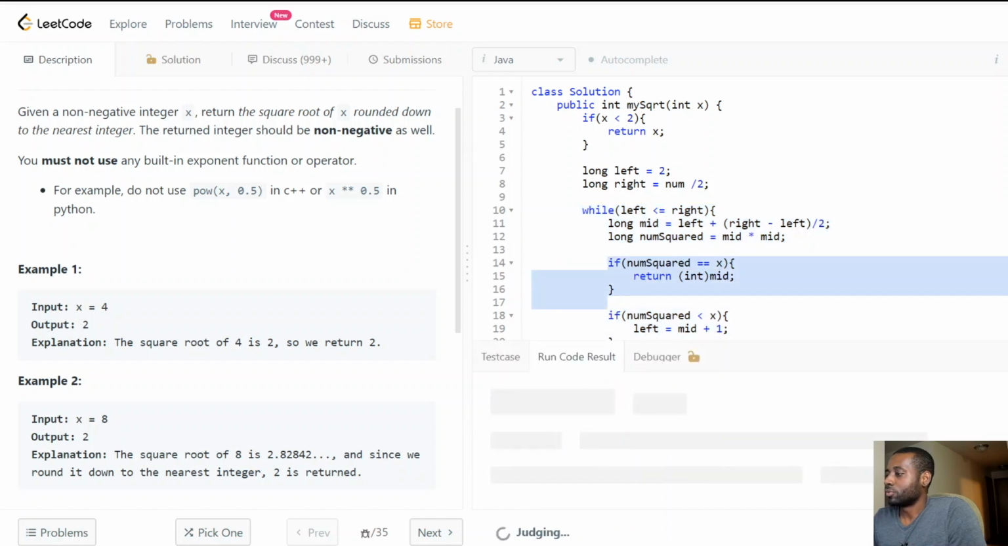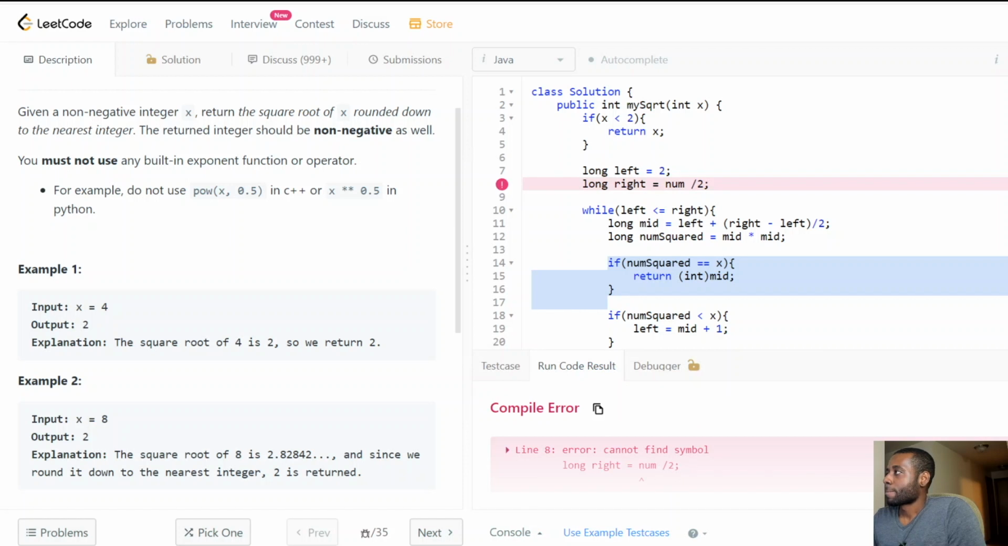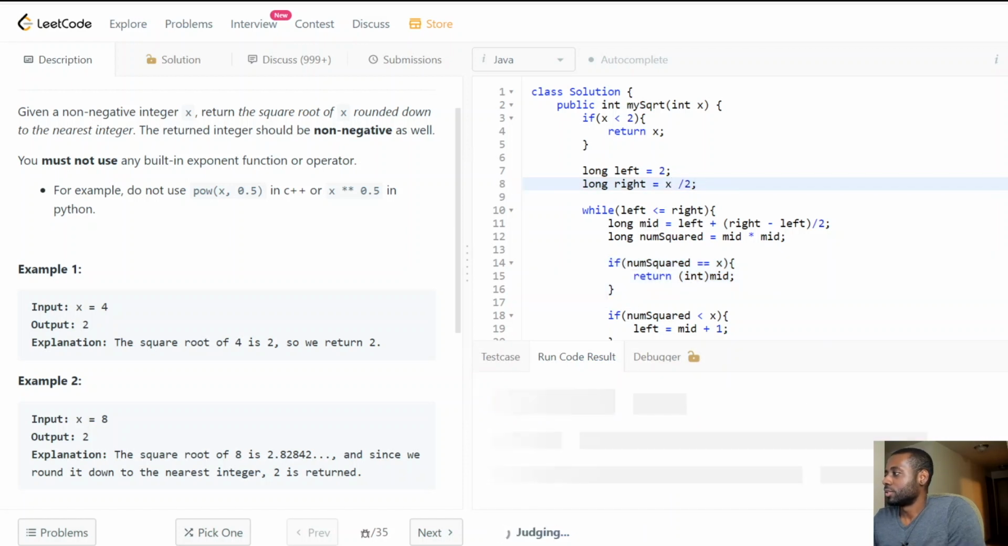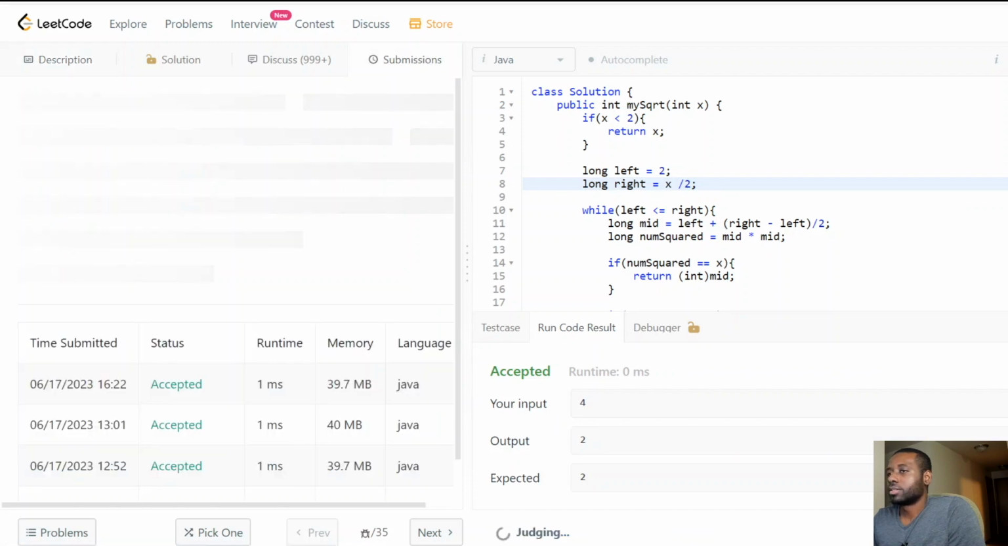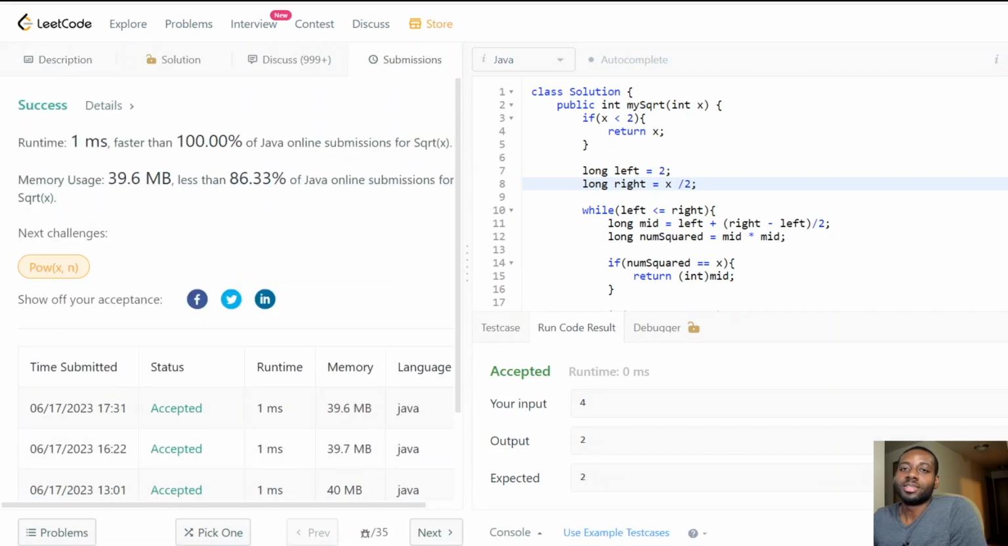So let's press run code, see if we pass the small test case. Put x, it should be x. Press run again. Looks good. Let's press submit. Awesome, guys. We passed all the test cases, guys.